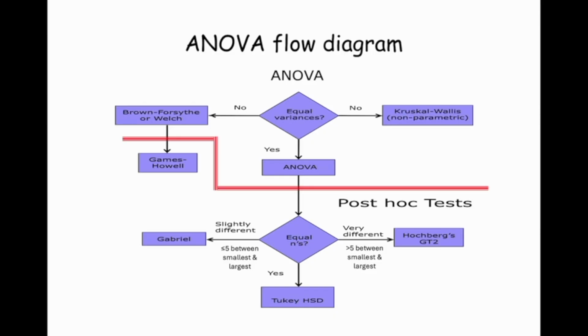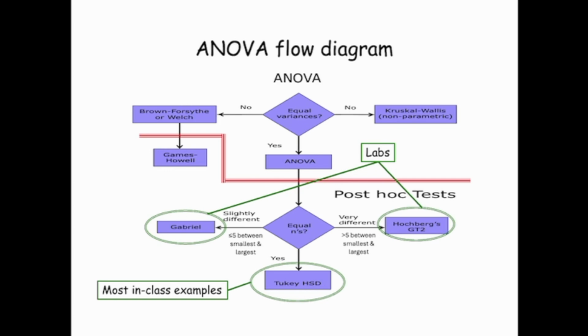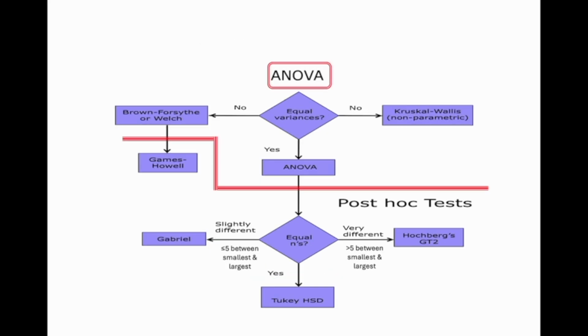We're focusing on the post-hoc tests, below this line. Most of the examples we will do in class are a straight shot down to Tukey. The lab data files have unequal ends, so you will be looking at Gabriel or Hochberg. In experimental research, the sample sizes are usually equal or very similar, but unequal ends show up a lot in observational research. Here's how to use the flow diagram.